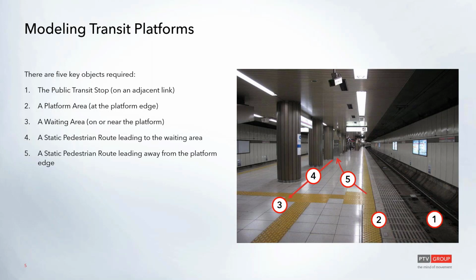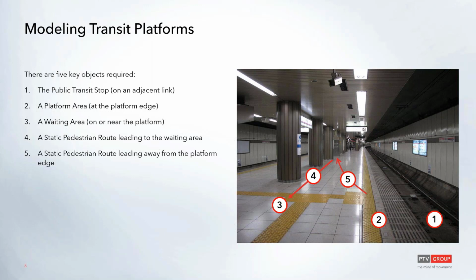The key objects for creating a platform are the public transit stop on an adjacent link. There is an area that you'll be building called a platform area. This is kind of seen as the edge of the platform. So in the image here, you see that yellow stripe. This is the actual point where people will be boarding or alighting from the vehicle. We have the waiting area on the platform. This is just the general area where people are standing around waiting for the vehicle to arrive.